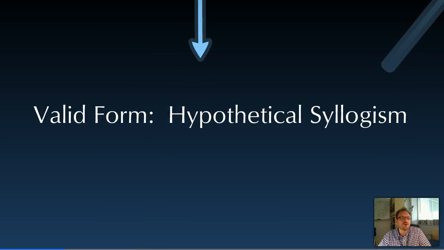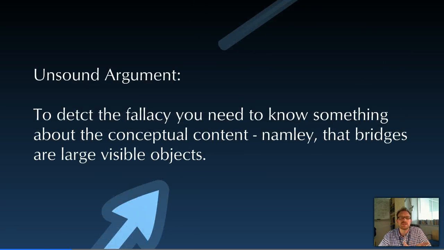So there's nothing wrong with the formal structure of the argument in the case of our Brooklyn Bridge invisibility argument. But it's an unsound argument. It's not true. So in order to detect the fallacy, you have to know something about the conceptual content. You have to know that bridges are large visible objects, and you have to understand the difference between atomic particles at the infinitesimal level versus normal everyday objects, which are clearly visible. So this argument misfires because of the content.